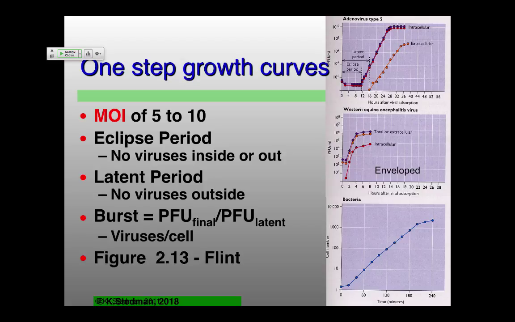So I just wanted to finish up talking a little bit about math. Yes? Math, statistics. We're all happy with math and statistics. Good. So the reason for doing this has to do with the fact that to do a one-step growth curve, you have to have a high MOI. Why do you have to have a high MOI? Why do you need a multiplicity of infection of 5 to 10 if you want to have a synchronous infection?